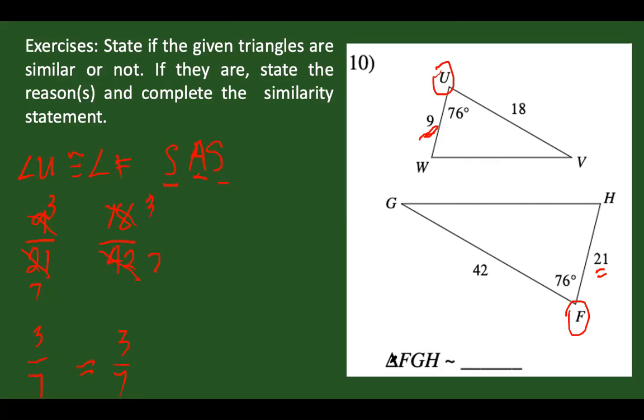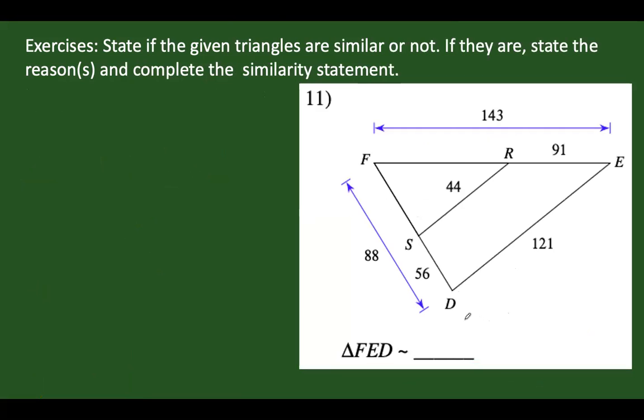So therefore, let's fill in the similarity statement. Triangle FGH is similar to triangle. F corresponds to U. Okay, and G corresponds to the opposite side of G, which is the shorter side. So the shorter side is 9, therefore it's V. And none other than W. Okay? All right, so therefore the similarity statement is triangle FGH is similar to triangle UVW. And I think this is the last one.